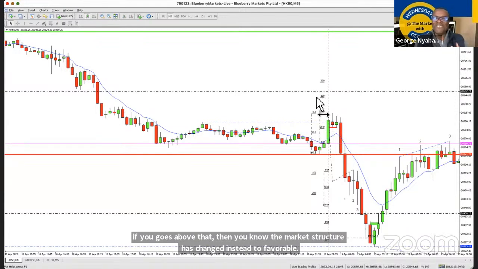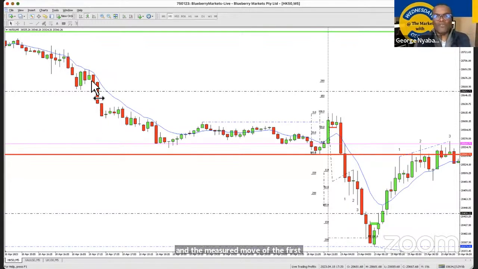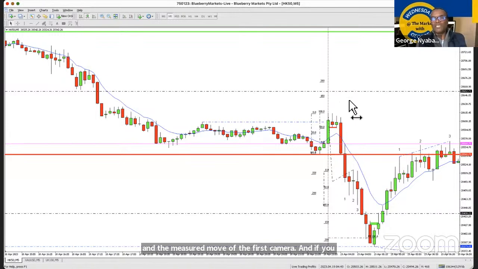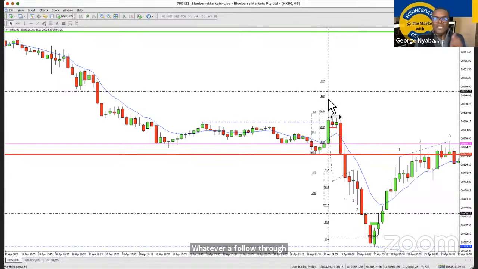And we also have in that area the 50% extension of the first candle and the measured move of the first candle. And if you look to the left, the bear breakout towards the end of the session. So this is all a huge sell zone. But before this candle came up, I'm kind of thinking, if the bulls are strong, they'll give us a breakout candle, a follow-through candle, whatever the size, it doesn't matter. It doesn't have to be a huge candle, as long as it gives us follow-through. Then after that, I'll be looking for breakout pullbacks and maybe acceleration up.